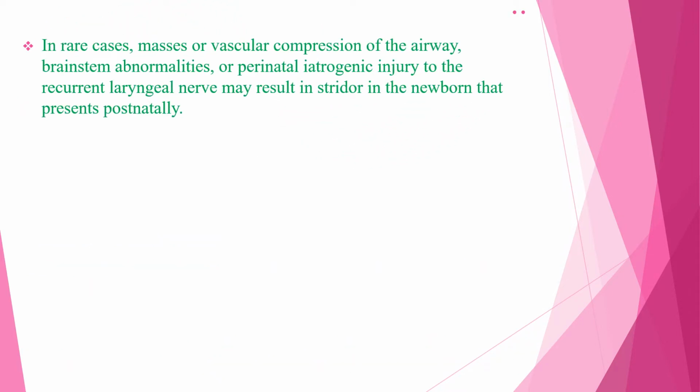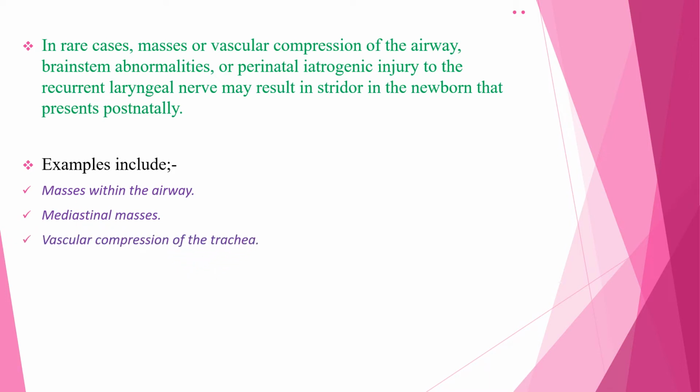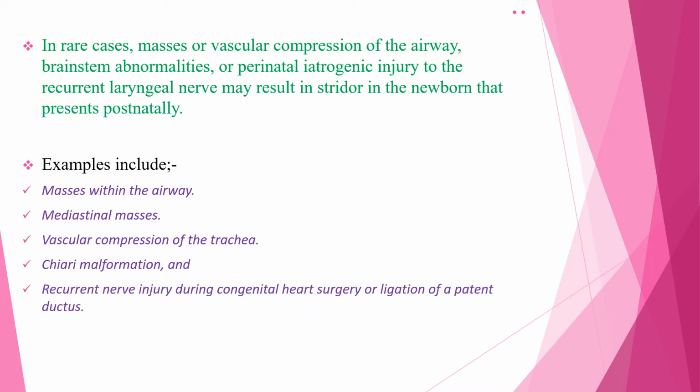In rare cases, masses or vascular compression of the airway, brainstem abnormalities, or perinatal iatrogenic injury to the recurrent laryngeal nerve might result in stridor in the newborn that presents postnatally. Examples include masses within the airway, mediastinal mass, vascular compression of the trachea, Chiari malformation, and recurrent laryngeal nerve injury during congenital heart surgery or ligation of patent ductus arteriosus during the newborn period.